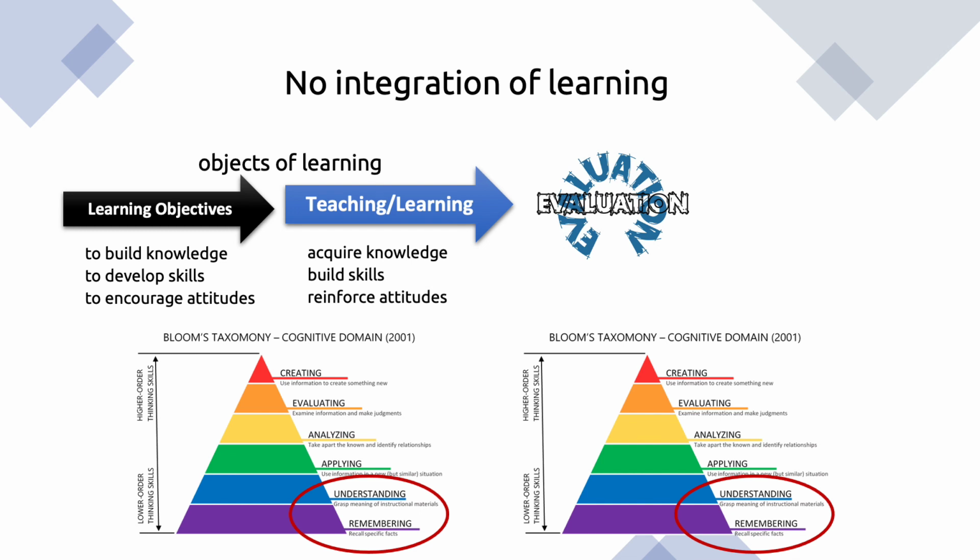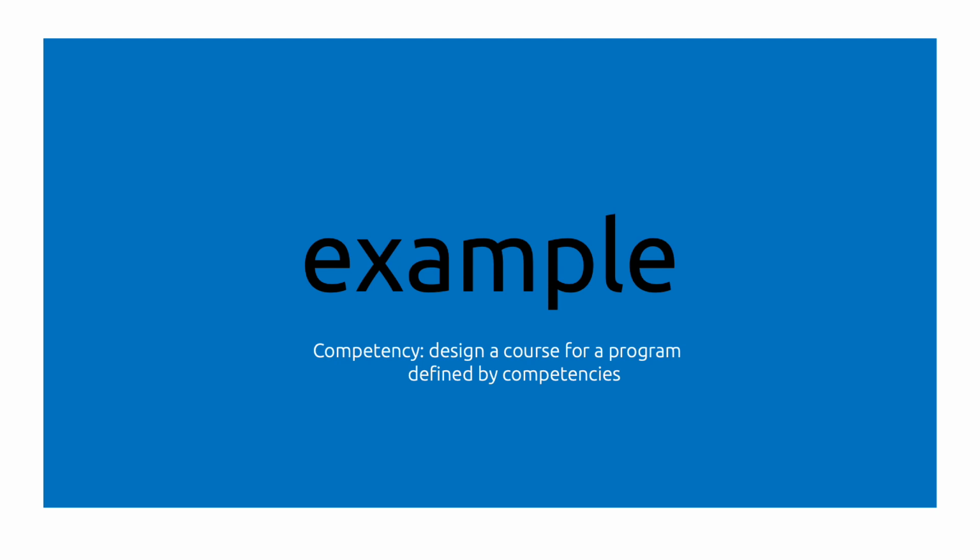Assessment of student progress with the use of formative assessment can certainly ascertain whether students are meeting the learning objectives and are staying on track. Let me give you an example of a course where the learning objectives, learning outcomes, and the evaluation are all aligned. It's for one course in a series of courses that develops the competency: design a course for a program defined by competencies.